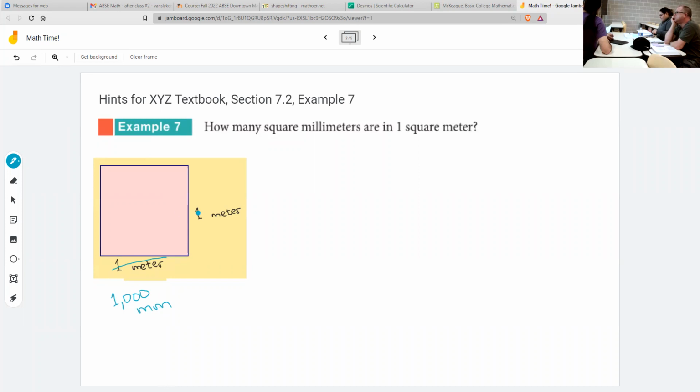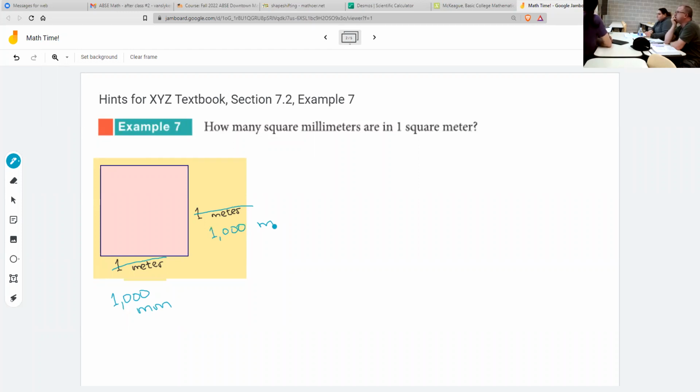And similarly, this meter, I also have to change. I'm going to make 1,000 sideways cuts so that this edge gets cut 1,000 times. Everyone okay with that? So now it's again, area is length times width.